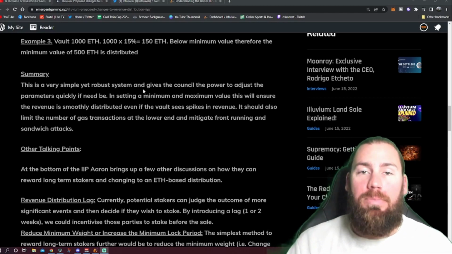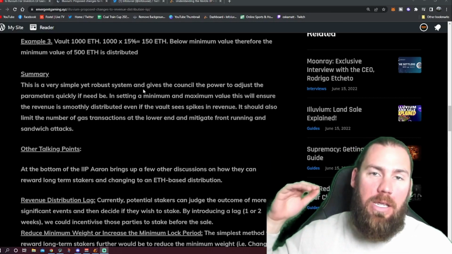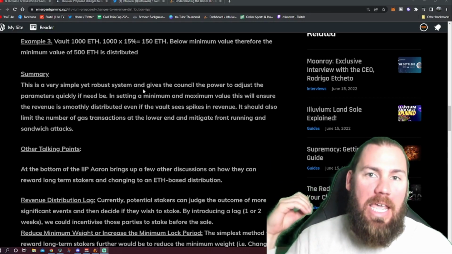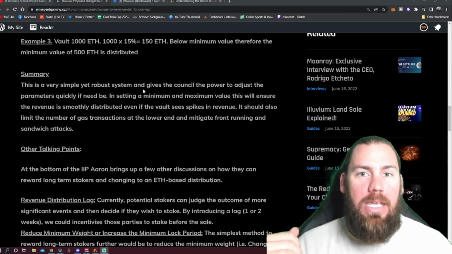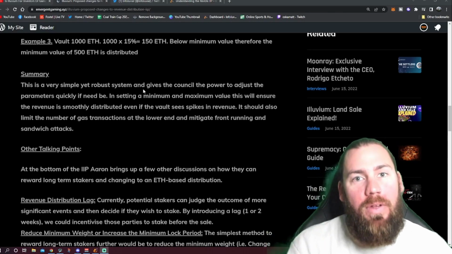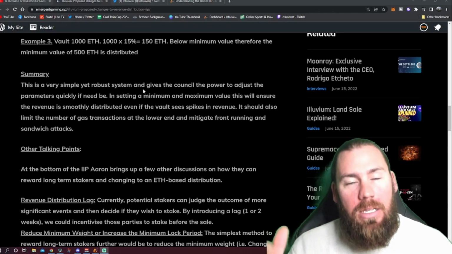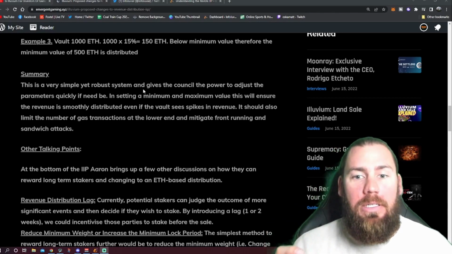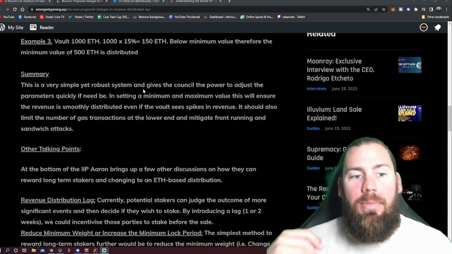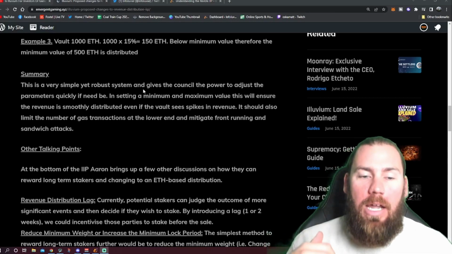Even if the vault sees a spike in revenue, we won't be trying to sell heaps of ETH to ILV, which may change the price of ILV dramatically. It'll just consistently give out that 5,000 ETH until we get down into our ranges. And then it limits the amount of gas transactions at the lower end.